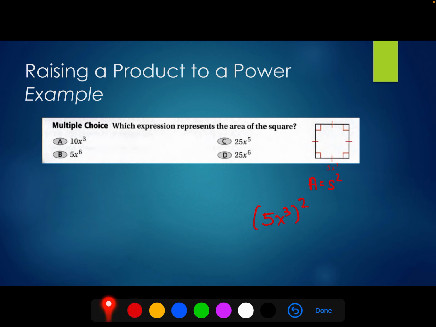So now remember, we have a product being raised to a power, so we have to raise each of these factors to that power of 2. So that gives us 5 squared times x cubed squared. And if we go ahead and simplify, 5 squared is 25, and we use that power to a power rule here. X to the third being squared, we multiply the exponents. That gives us x to the sixth. So you can see our answer here would be D, 25x to the sixth.